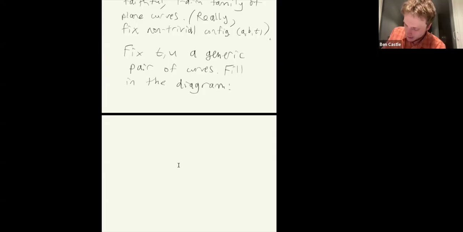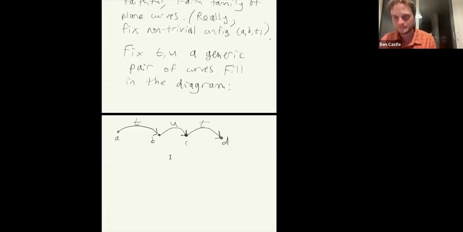So we have, what do I call them in the proof? I call them A, B, and C. Good. So I have A going to a point B using the curve T. Then I have that going to a point C using the curve U. And then that will go to a point D using the curve T again. Okay, so this is the diagram. You go T and then U and then T.